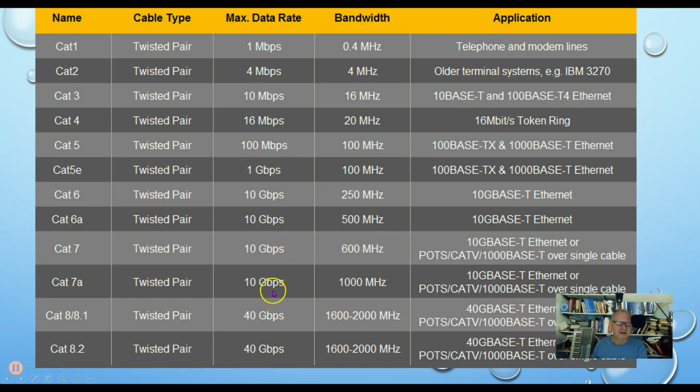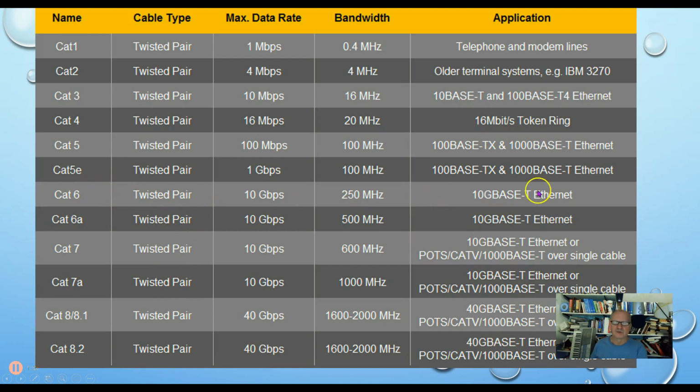By the way, I should mention E stands for enhanced. And the A, when we get to 6A and 7A, stands for augmented. Now, why we need enhanced and augmented, I don't know. And why didn't we just skip to another category? Again, I don't know. I'm sure there's a good reason, but I don't know what that is.